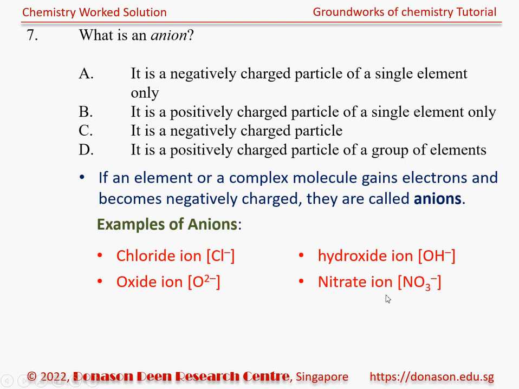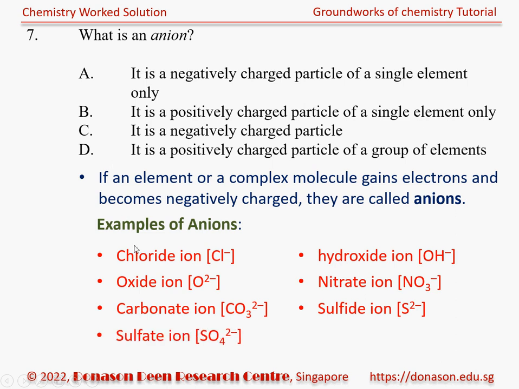Or you can have a complex anion like nitrate ion, which is NO3, 1 nitrogen bonded to 3 oxygen atoms, and it carries a residual charge of -1. Carbonate ion is another example of a complex ion, complex anion actually, right? Or you can have sulfide ion, okay, so a sulfur atom which has gained 2 electrons to become negatively charged is called S2 minus, so which is also another example of an anion.